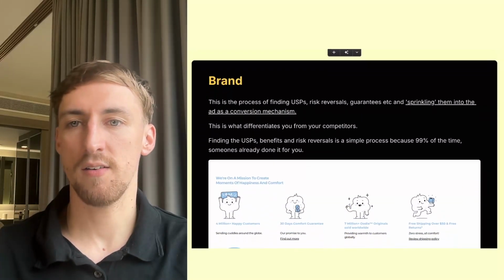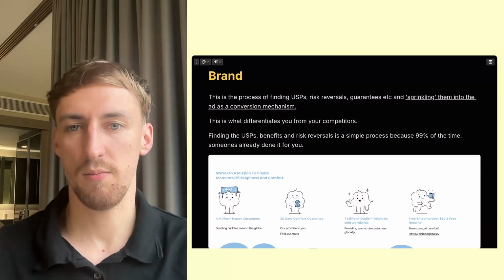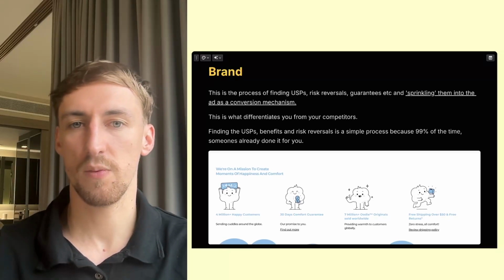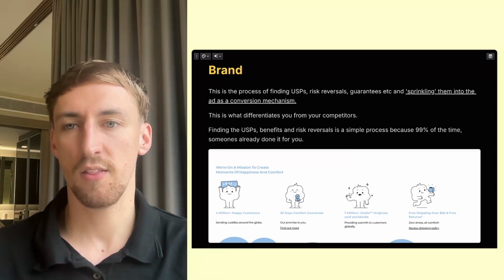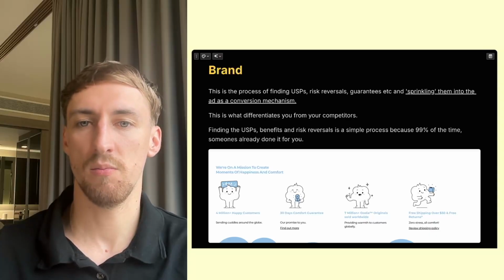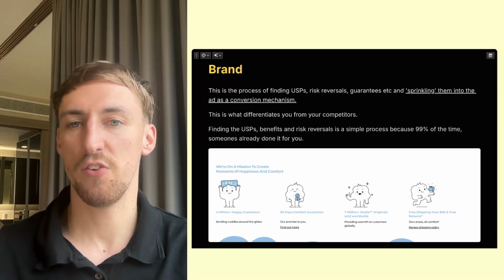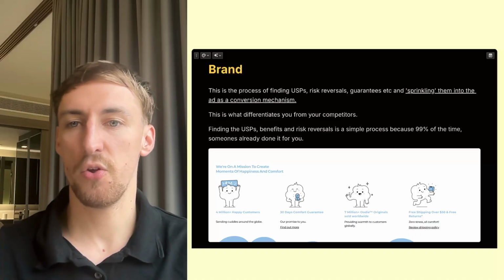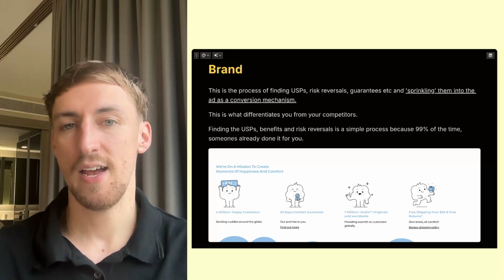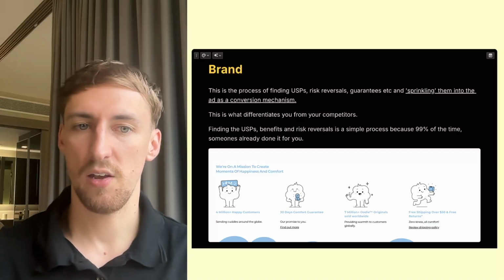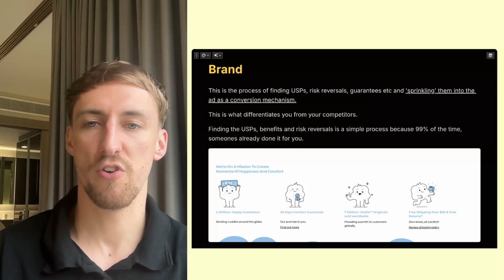Next, we have brand. So this is the process of finding USPs, risk reversals, guarantees, and sprinkling them into the ad as a conversion mechanism, to help get people over the line. And this is what differentiates you from your competitors. Finding the USPs, the benefits, and risk reversals is a very simple process, because 99% of the time, someone's already done it for you.